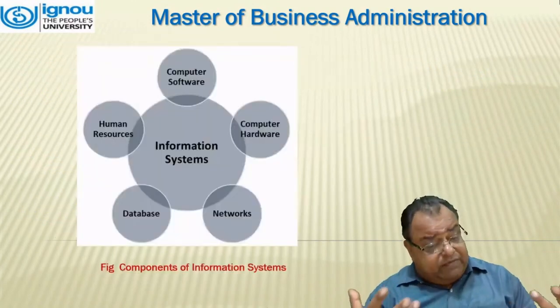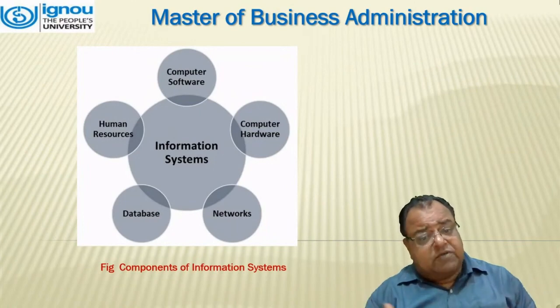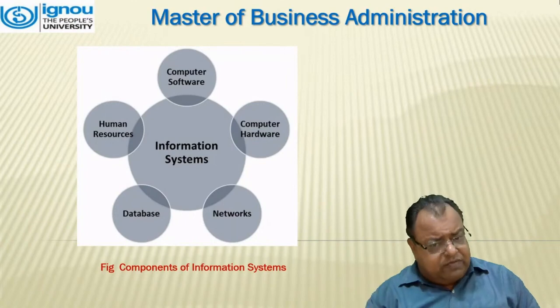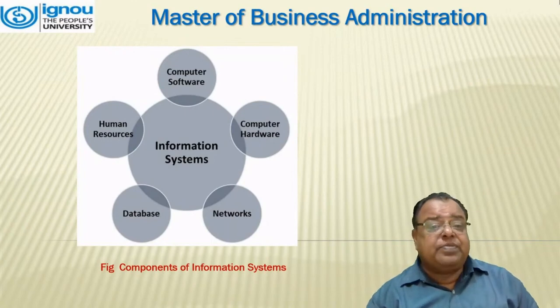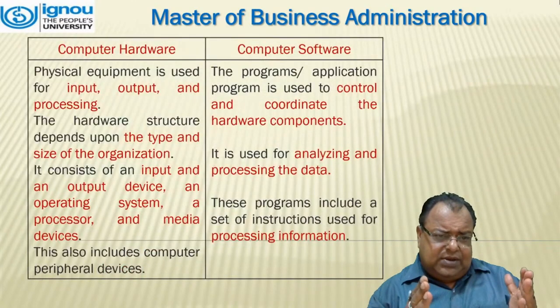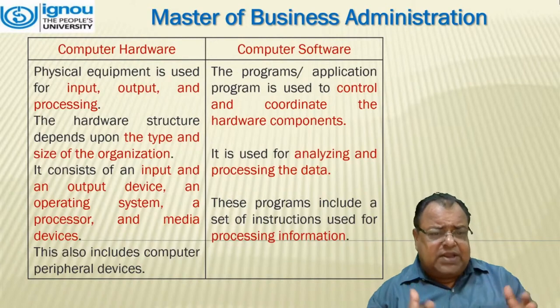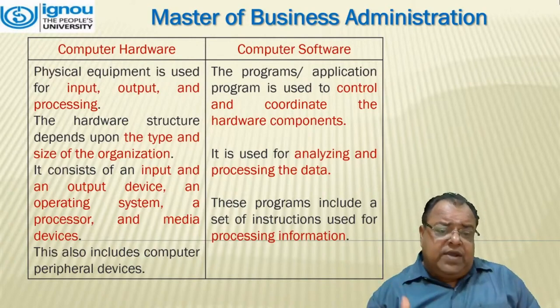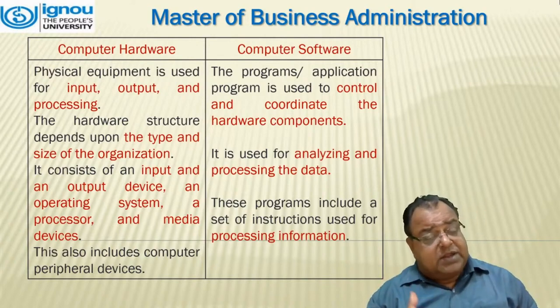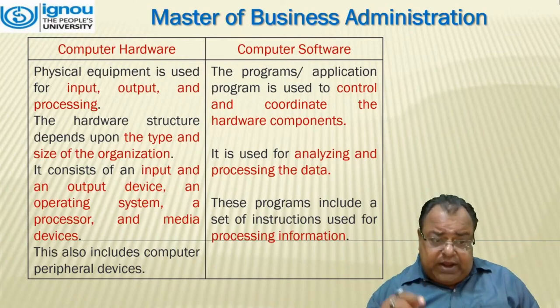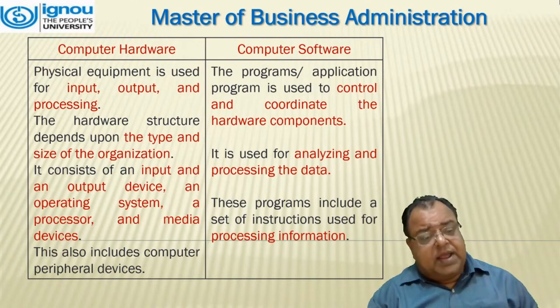Now we see that. What are the different components of information system? It comprises five basic components. First one is computer software, computer hardware, networks, database, and human resources. Now we will see what is meant by computer hardware and what is meant by computer software. Computer hardware is physical equipment and is used for input, output, and processing. The hardware structure depends on the type and the size of the organization. It consists of an input and output device, an operating system, a processor, and media device. This also includes computer peripheral devices.